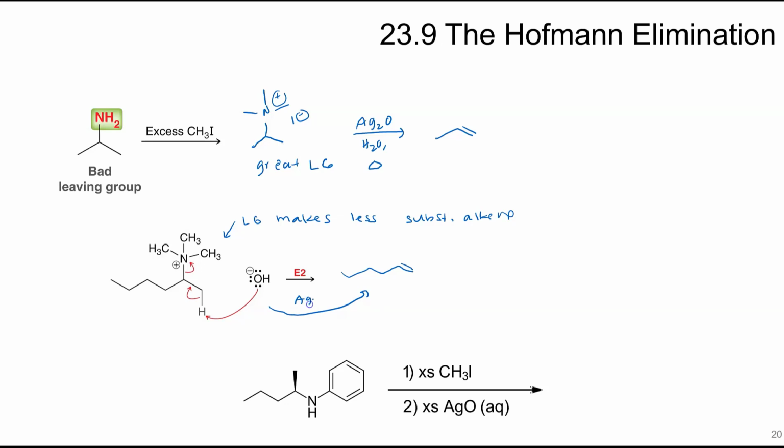Likewise, Ag2O, H2O, and heat would give you that same product. So if we have this N-phenyl compound here, we add excess CH3I, which will make it that good leaving group, and then we're going to get the less substituted alkene there.